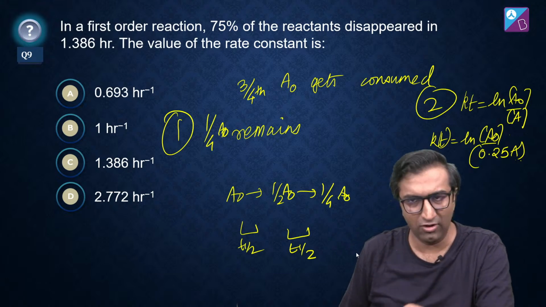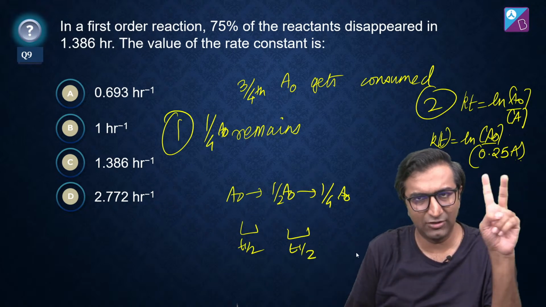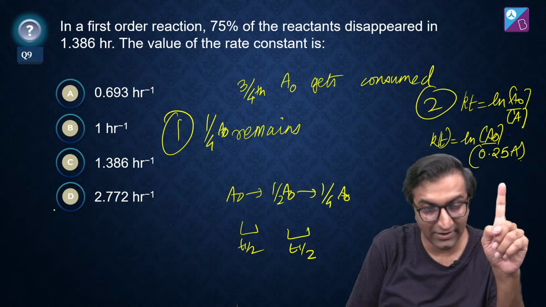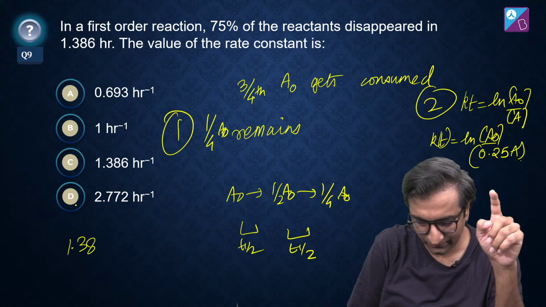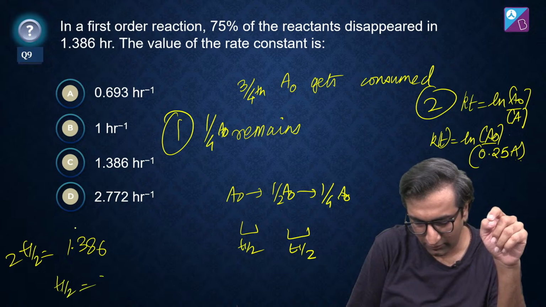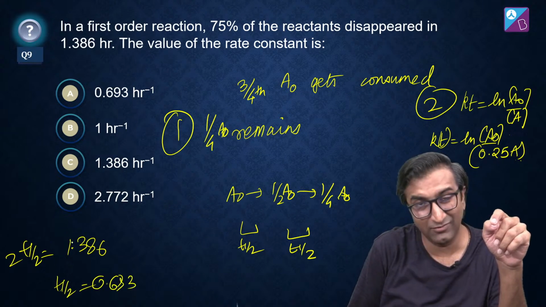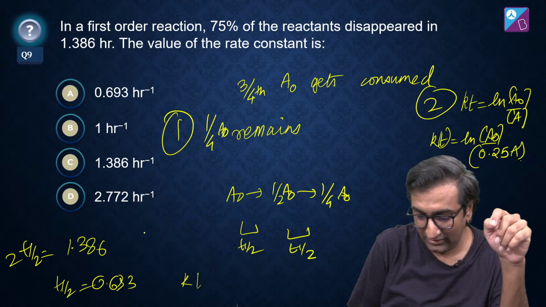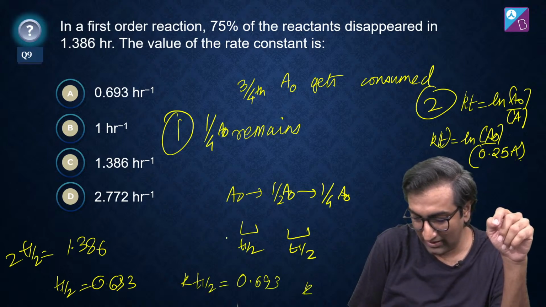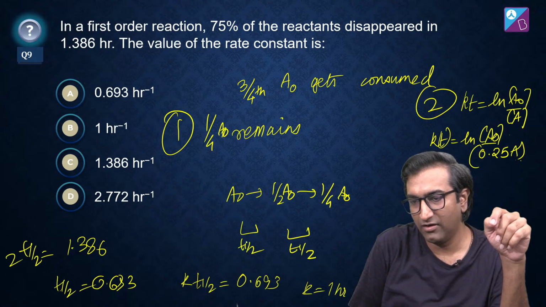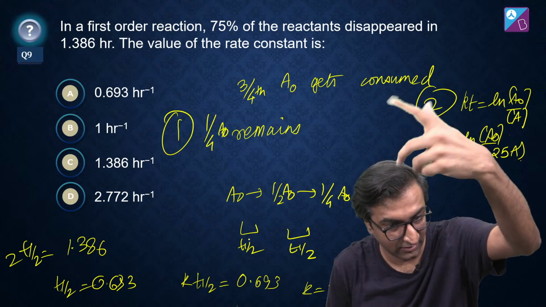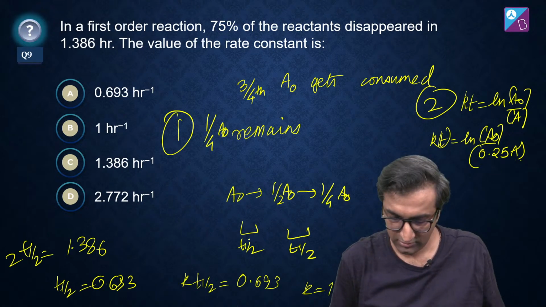All right. Now, if I follow this method or that method, either way, I get 2 half-lives. 2 half-lives is 1.386 hours. So T half into 2 is this. So T half is going to be equal to 0.693. That's awesome. Beautiful number, isn't it? So K T half is also equal to 0.693, and hence you get K to be equal to 1 hour inverse, as your friends have pointed out. Pooja, Ram, and Rajanya. Excellent work.